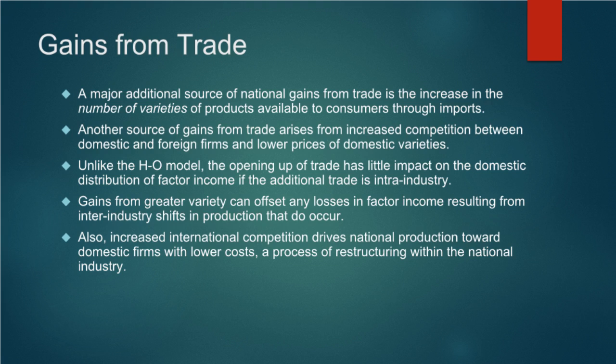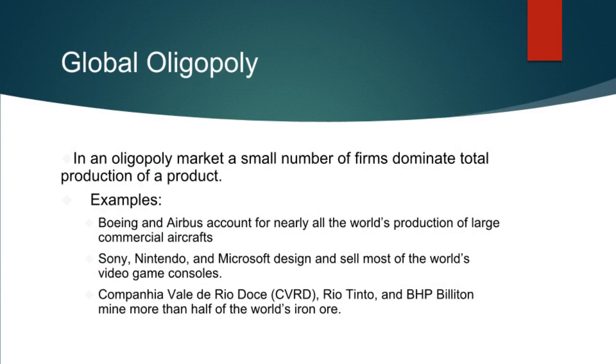In some industries, a few large firms account for most global sales, perhaps because internal scale economies are large. Examples are Boeing and Airbus, which account for nearly all the world's production of large commercial aircraft. Sony, Nintendo, and Microsoft design and sell most of the world's video game consoles. Companhia Vale do Rio Doce, CVRD, Rio Tinto, and BHP Billiton mine more than half of the world's iron ore.